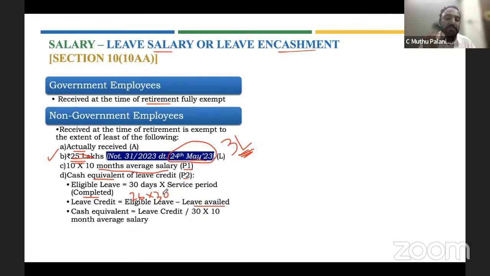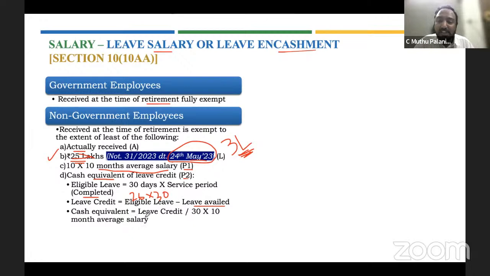Leave that I have not utilized. It's nothing but unutilized leave, on the basis of 30 days per year. Company might tell you that you are eligible for 60 days leave, 40 days leave, 50 days leave, whatever it is. But eligible leave is basically 30 days a year, minus leave availed.